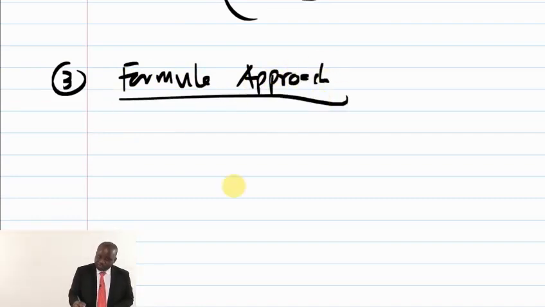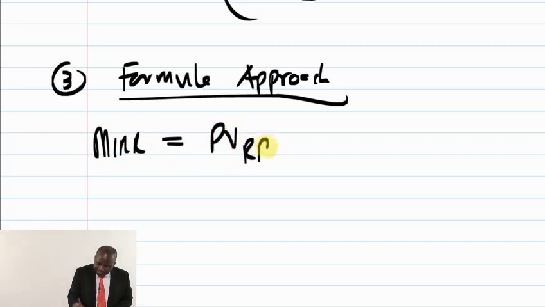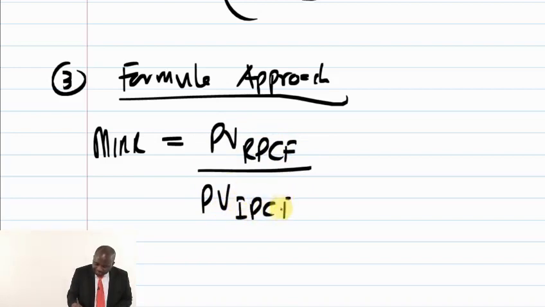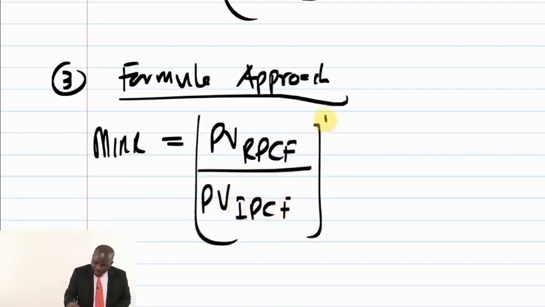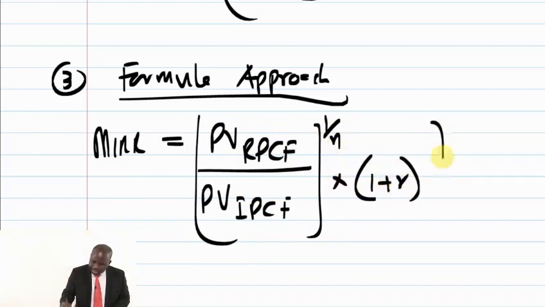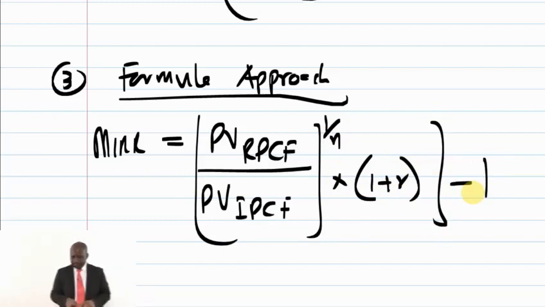And according to the formula approach, you would have to bring the formula from the formula sheet. It's saying your modified internal rate of return is equal to the PV of the return phase cash flows divided by the PV of the investment phase cash flows, all raised to the power 1 over n, all multiplied by 1 plus r, all minus 1.